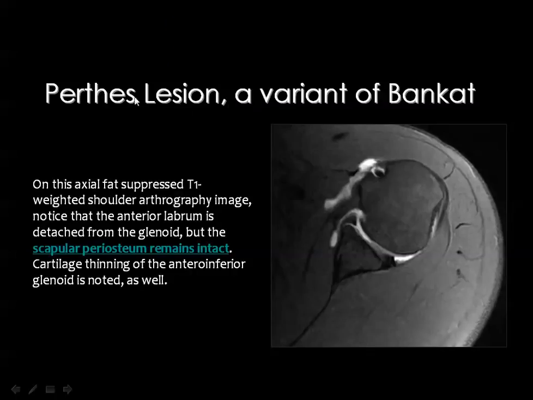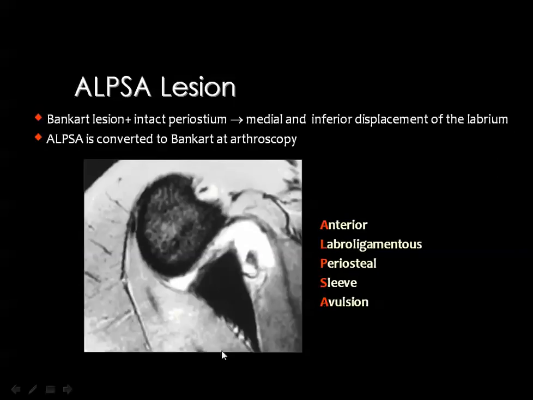And this is an example of Perthes lesion, and here you can see that the anterior labrum is separated and the base contains a fluid signal, but the periosteum is intact and the labrum is not significantly displaced. Then you are dealing with Perthes disease, Perthes lesion.